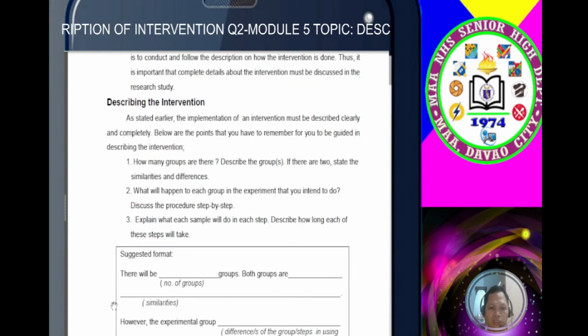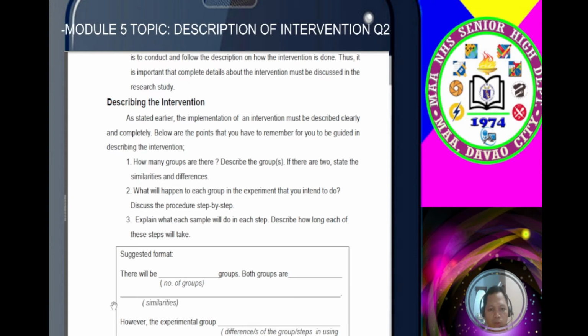Okay, so describing the intervention. As stated earlier, the implementation of an intervention must be described clearly and completely. Below are the points that you have to remember to be guided in describing the intervention. Number one, how many groups are there? Describe the groups. If there are two, state the similarities and differences. Take note of that.